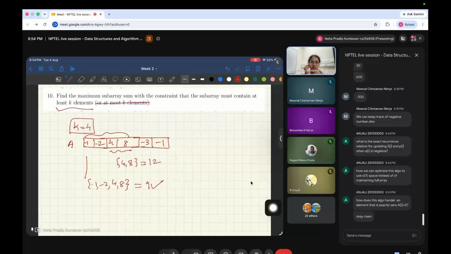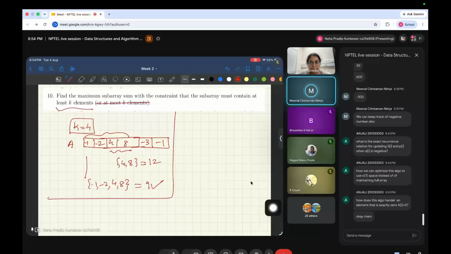So do you see how we can modify the, okay, let's not even talk about modification. What is the brute force algorithm? Take all subarrays of size k or greater than k and take their sum, and take max. Yeah. So how many subarrays, or how much time would that take? O of n squared.